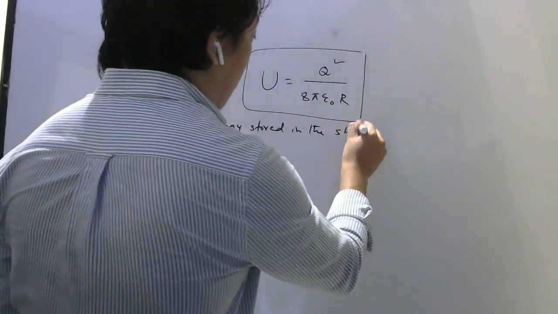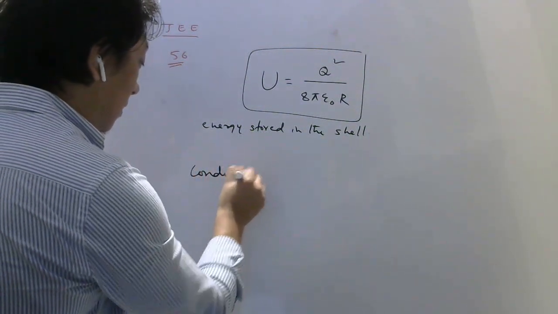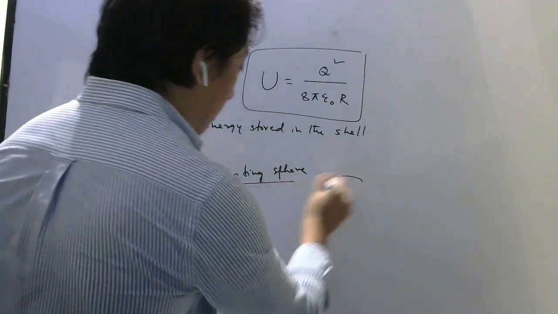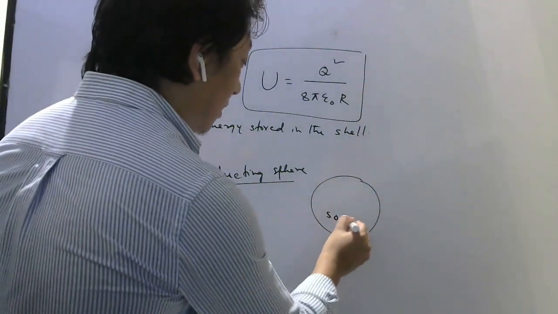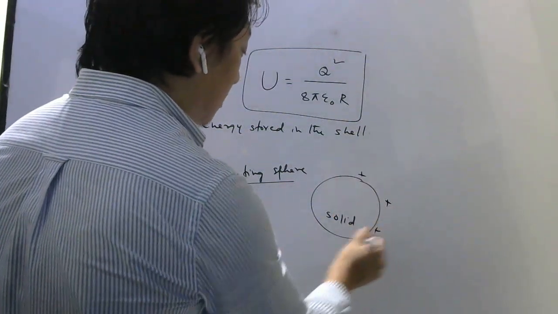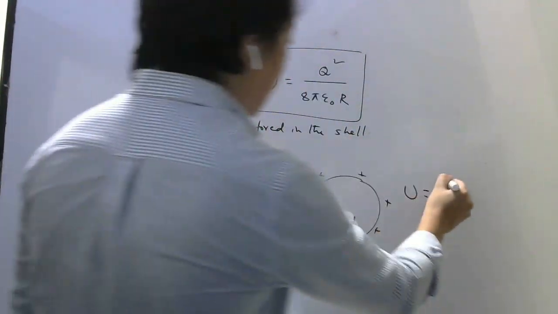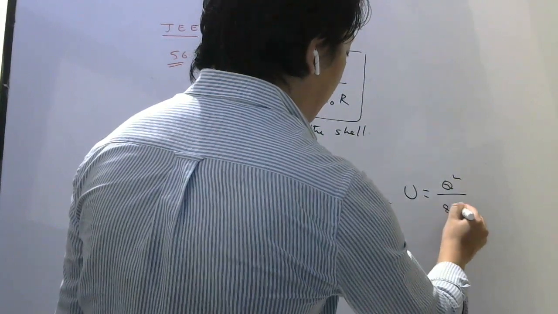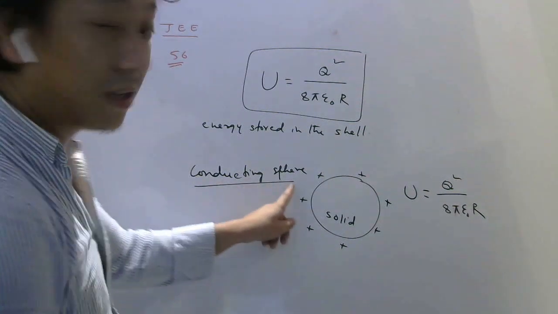Okay, now listen carefully. If I give you a conducting sphere, this is a conductor. Now it may be hollow, it may not be hollow, it doesn't matter. The reason is, if you put charge on a conductor, it will stay only on the outer surface. So for this, if I ask the energy stored, then the answer will be the same. Why will it be the same? Because just like a shell, even here the charge is only on the outer surface if it is a conducting sphere.